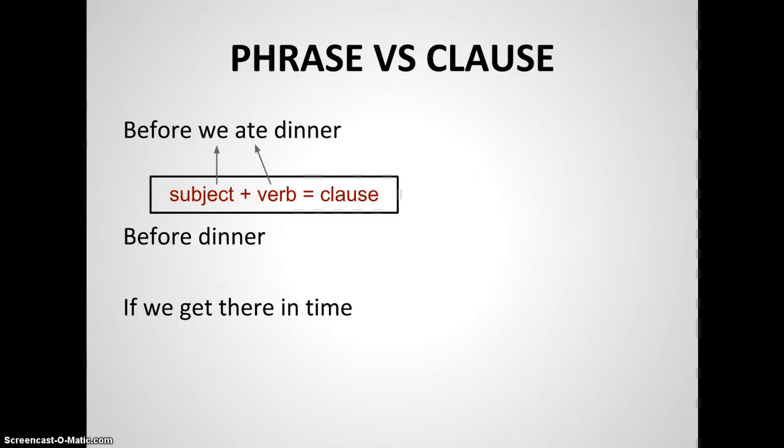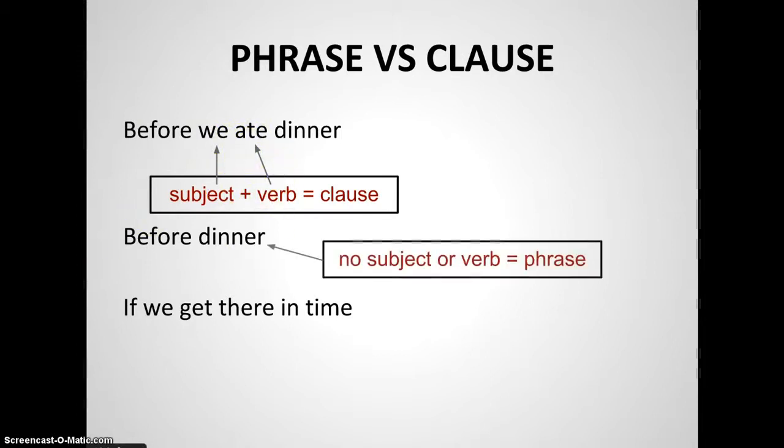Before we ate dinner, which you can see is a clause. It's actually a dependent clause. This would be a subordinating conjunction if you were thinking about conjunctions. We ate dinner. You have the subject and you have the verb, and therefore this is a clause. Before dinner is merely a phrase. There is no subject and verb there.